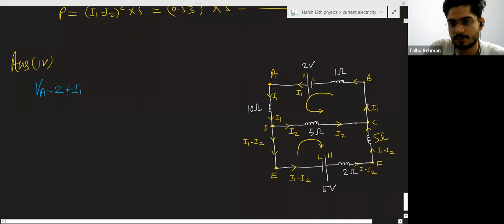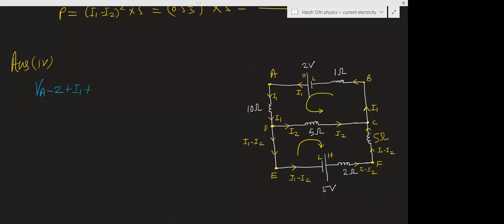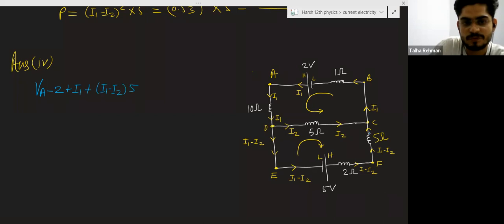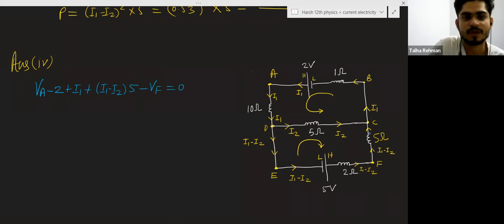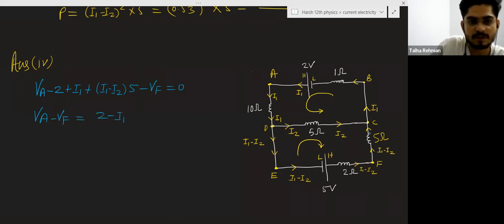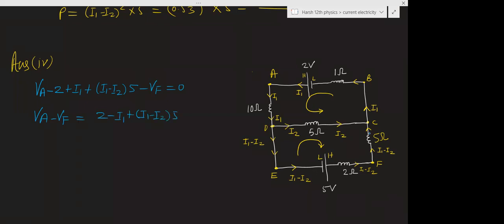And now you are moving from here to here, means up, again you are moving in the opposite direction. So here you will write plus (I1 minus I2) into 5. Yes. And as the direction is opposite, you will write minus VF is equal to 0. So we have to find the potential difference between VA minus VF. So this will become 2 minus I1 plus (I1 minus I2) into 5.